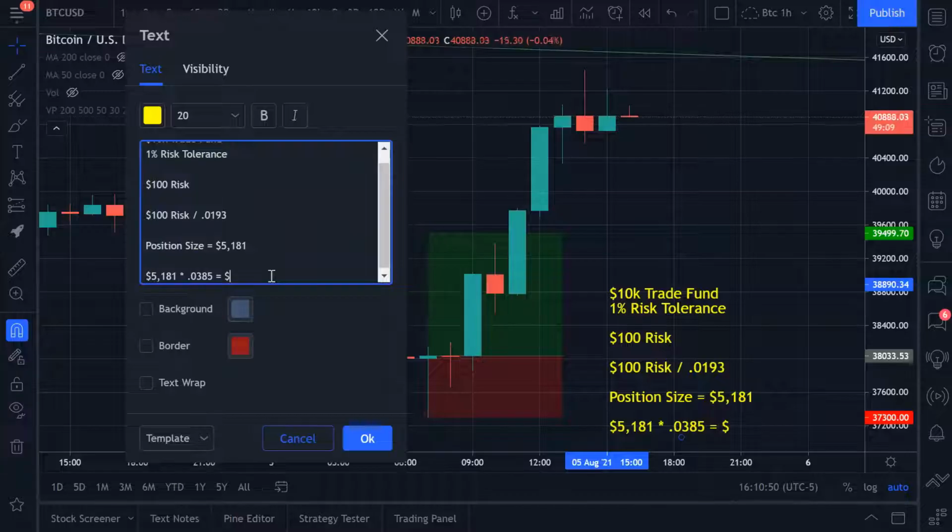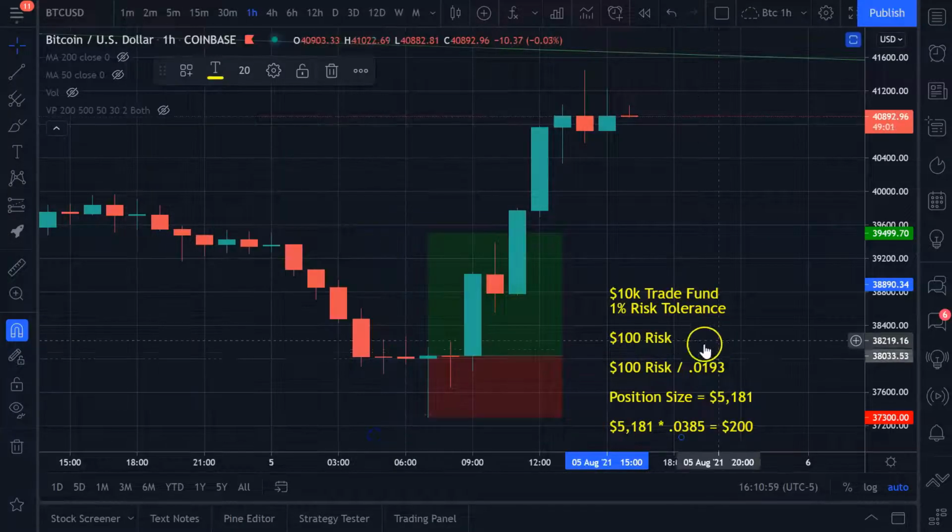I don't know why I did that. I should have known what that was going to be. Duh, 2-to-1, $100 times 2, roughly $200, okay? All right, so there you go. There's your trade. That's what that would look like.